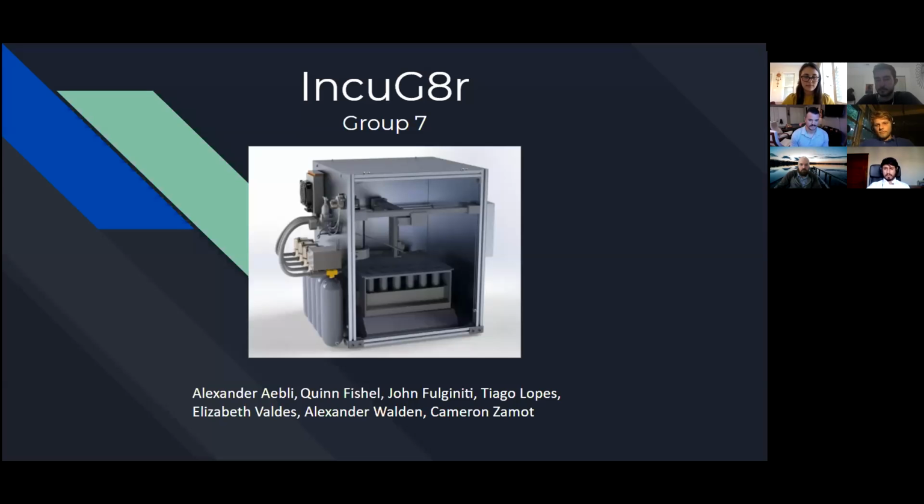As Dr. Trump said, this is Group 7, and today we're going to be presenting our incubator final concept for Mech Design 2. This presentation is going to cover our Hedgehog concept, a product overview, and an in-depth look at each subsystem's key concepts and attributes. We'll also be providing cost breakdowns and comparisons with the competition.